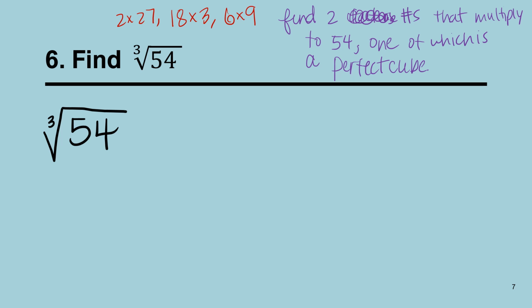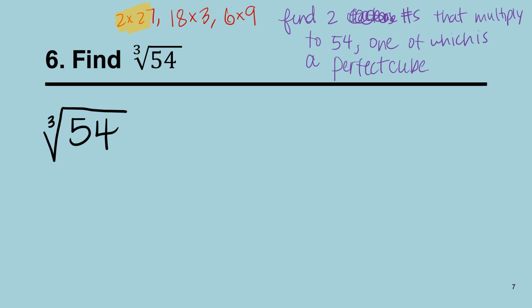Are any of these numbers perfect cubes? Look at our numbers: 2, 27, 18, 3, 6, 9. Are any of those perfect cubes? 9 is a perfect square. That's not really helpful. We're looking for a perfect cube. 6 is not a perfect cube. 3 is not a perfect cube. 18, no, that's only 2 times 9 or 6 times 3. But 27 is a perfect cube. Remember, that was in that list from the last slide. 27 is 3 times 3 times 3. So 27 is a perfect cube, and that's the one we're going to use.